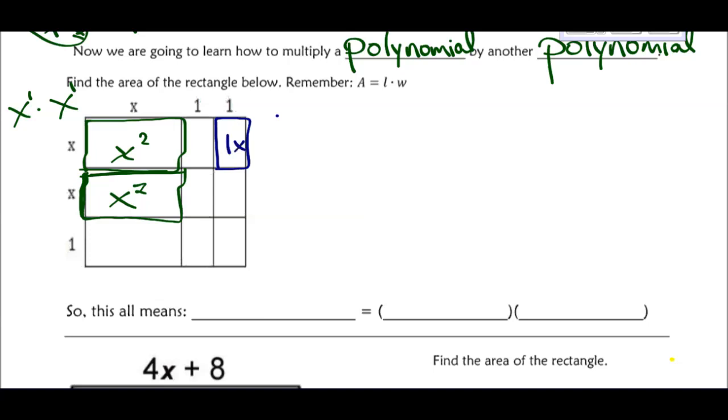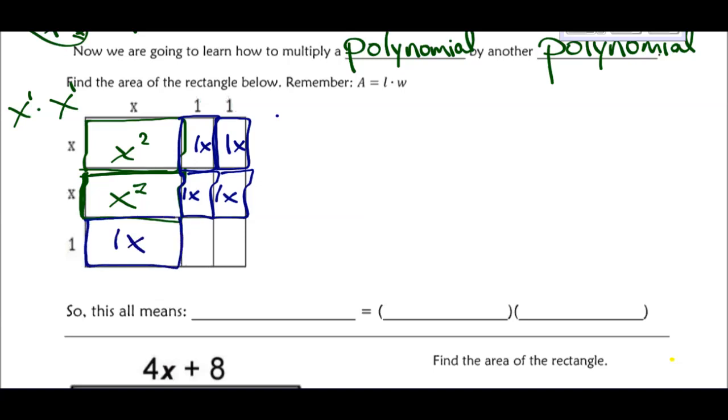You don't actually need the 1. I'm going to write the 1 anyway. What about this block? Come on, what's that one? That's also 1x. It's 1 times x. That's 1x. Eric, what's that one? 1x. That's also 1x. Sebastian, what's that one? Also 1x.